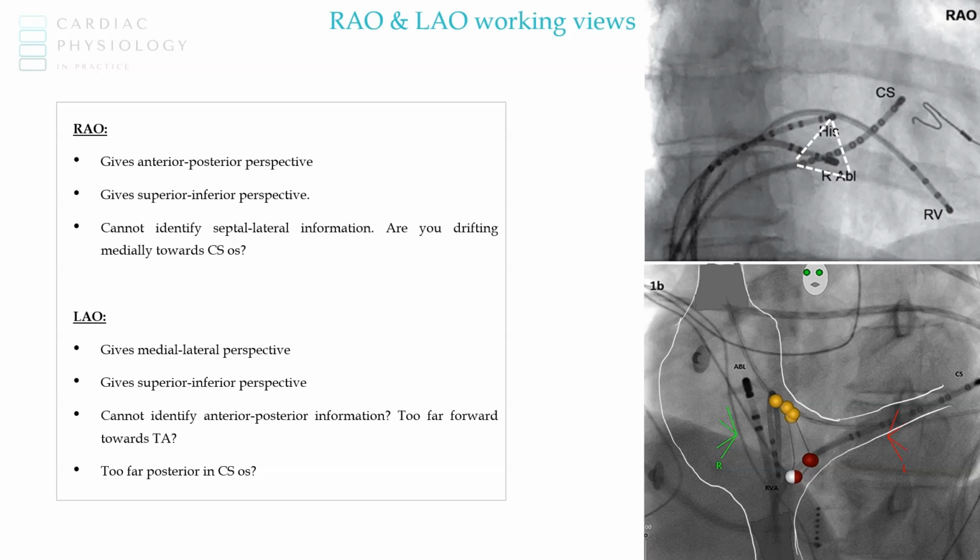Of course, you could look at your signals. If you've got all ventricular signals and no atrial signals, your catheter is probably too far anterior towards the tricuspid annulus. And if your impedance is rising, you might be falling into the coronary sinus ostium. So there are other things to look at apart from your fluoroscopic views.